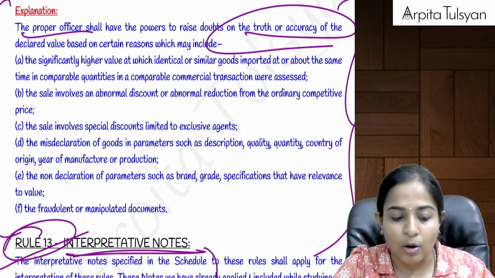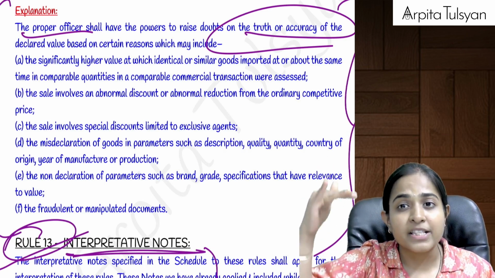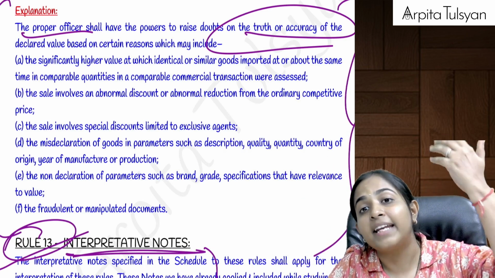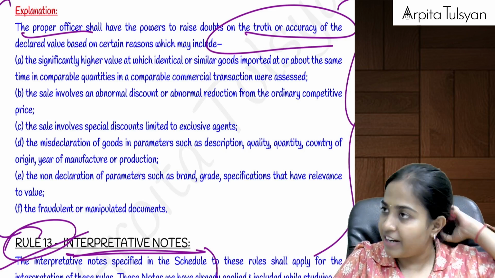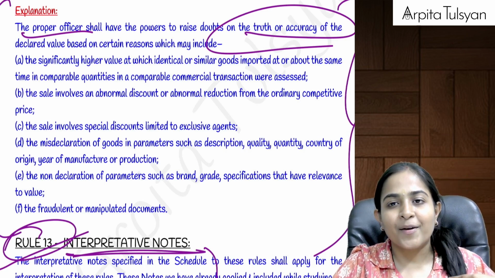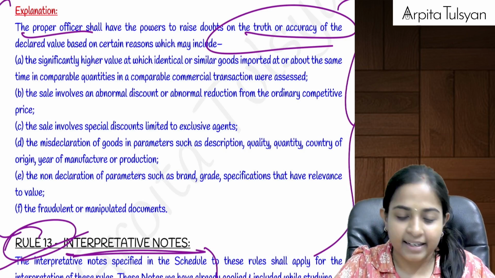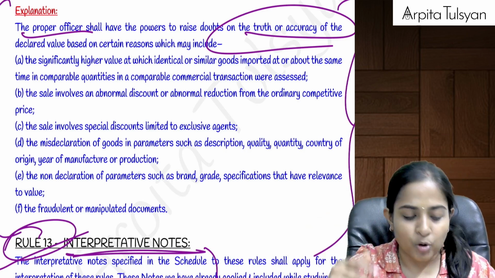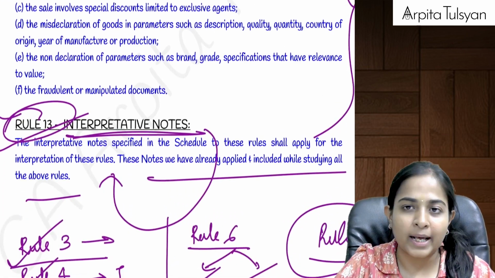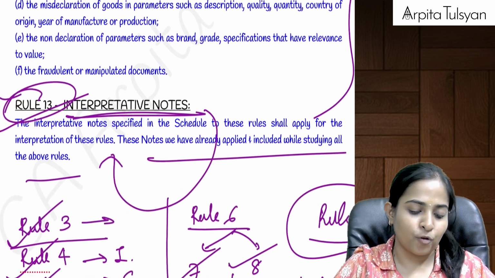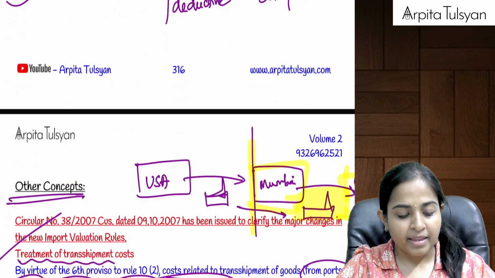When will he have a doubt on the value which is given by us? When our price is very low, or if similar or identical goods are imported at a very high price, or if we have done some misdeclaration, or if we have submitted any fraudulent or misleading documents, etc. In such cases they will have a doubt on us and they will tell us rule 3 is not applicable. Therefore, we have to go as per rule 4, 5 and so on. Are you clear with this?